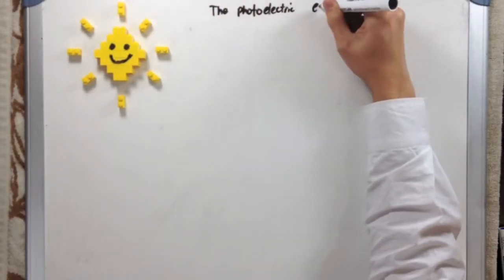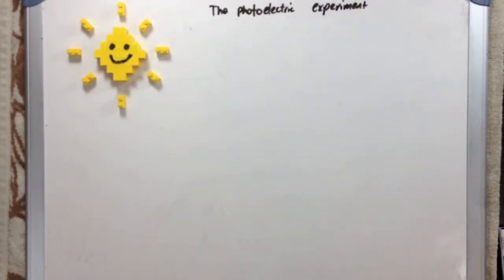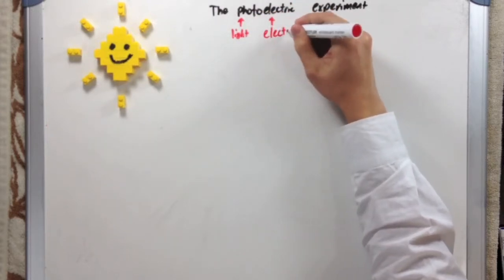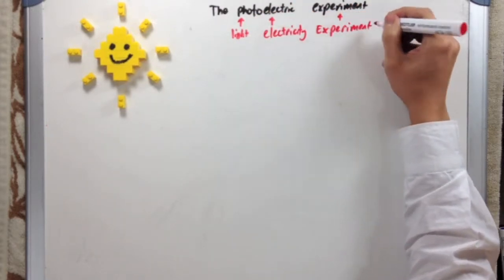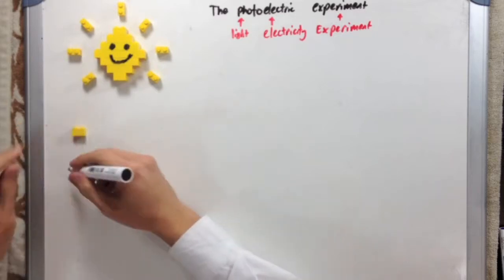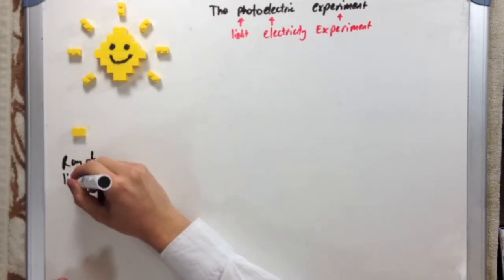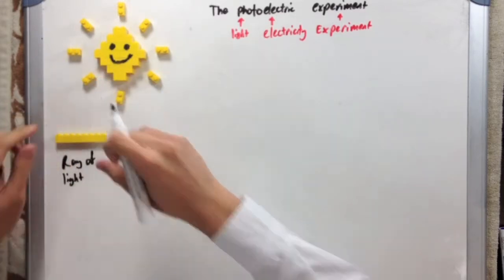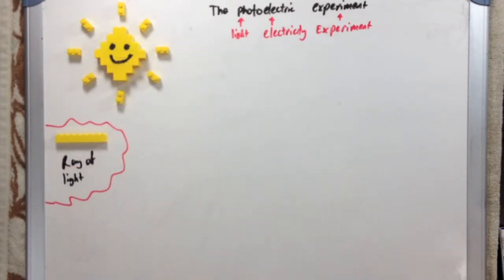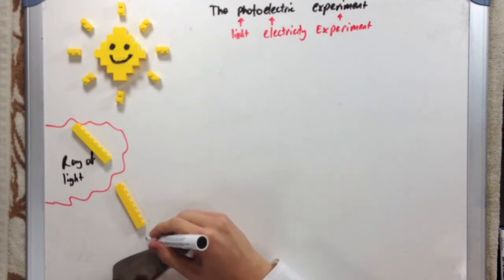The photoelectric experiment. I also like to think of it as the light electricity experiment, because that's what it is, and that's what photoelectric means. So we start with a ray of light, and I'm just going to replace it so we can fix up Mr. Sunny. And this ray of light comes down and hits a piece of metal, which is surrounded by electrons.